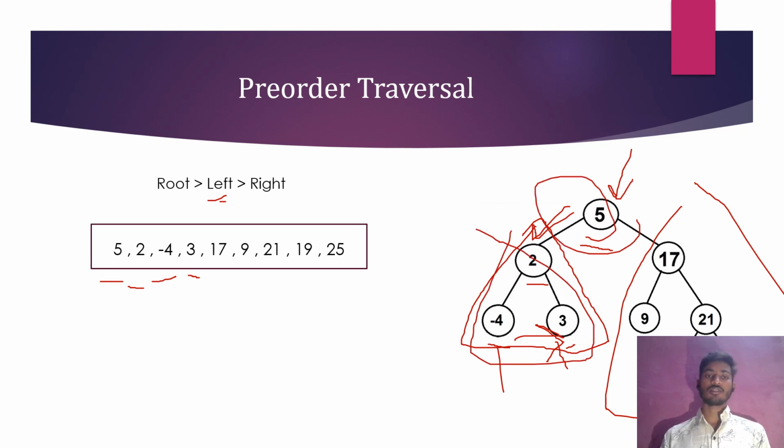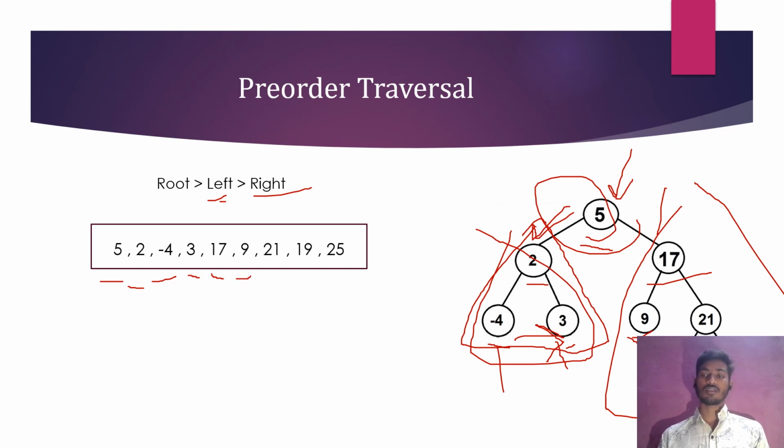Now we have to visit the right subtree of the root node 5. In the right subtree, the first node is 17 and it has two child nodes, 9 and 21. So we have to add the root node, that is 17, to the pre-order traversal and then traverse the left subtree. In the left part we have 9. There are no child nodes for 9, so we add 9 to the pre-order traversal.